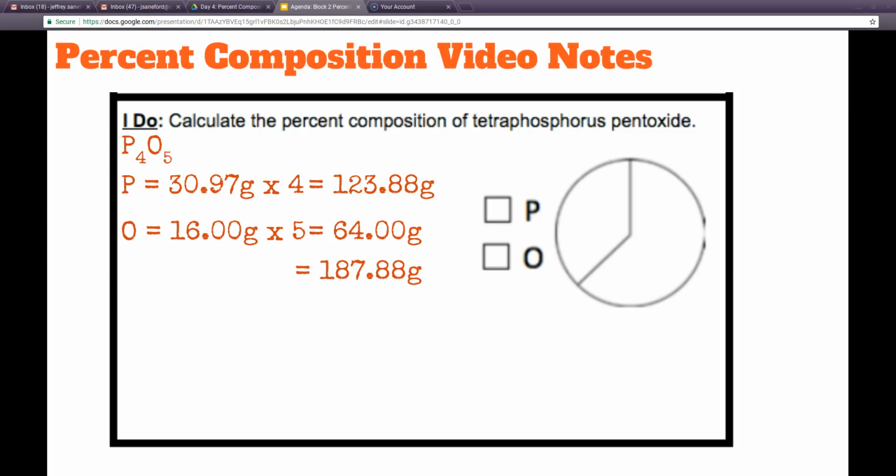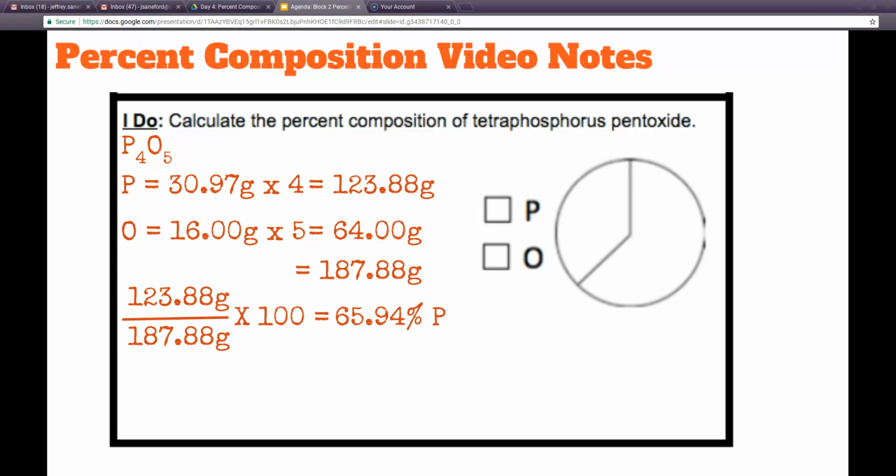So now that we have these values, we can use them to calculate the percent composition for phosphorus and oxygen. Once we get those values, we'll be able to fill in our pie chart as well as do a kind of qualitative analysis of these things. We're going to start with the whole molar mass on the bottom, 187.88 grams, and do each part. Phosphorus would be 123.88 grams divided by the whole, the part divided by the whole times 100. That's going to give us 65.94% phosphorus.